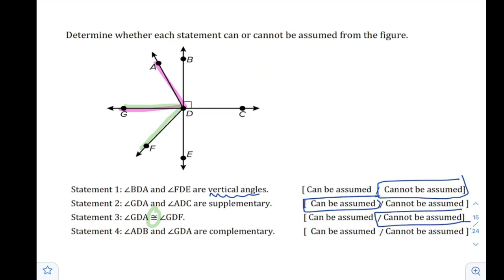By the way, they are adjacent. These two are adjacent and they are not supplementary. They can be adjacent but not supplementary, adjacent but not forming a straight line. Okay, great. Let's move to statement number 4.